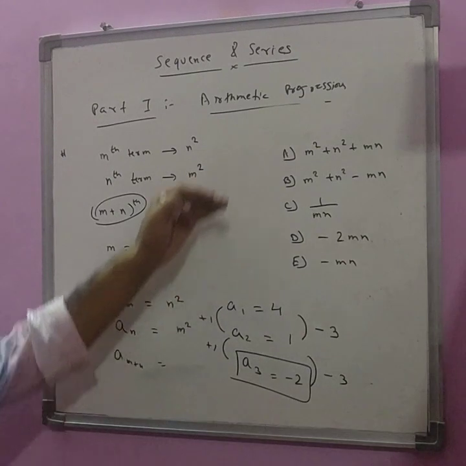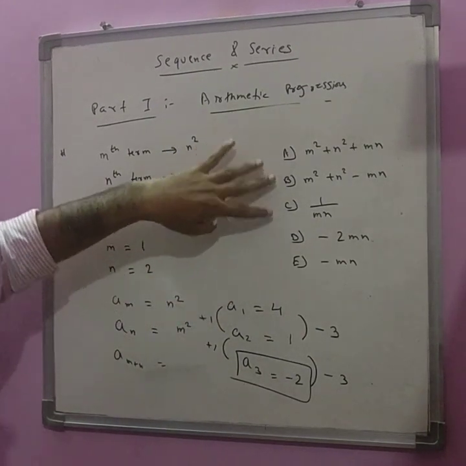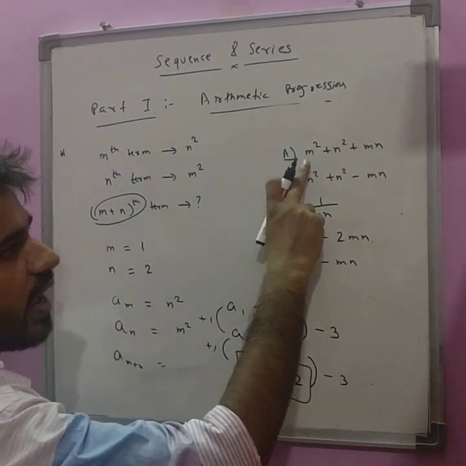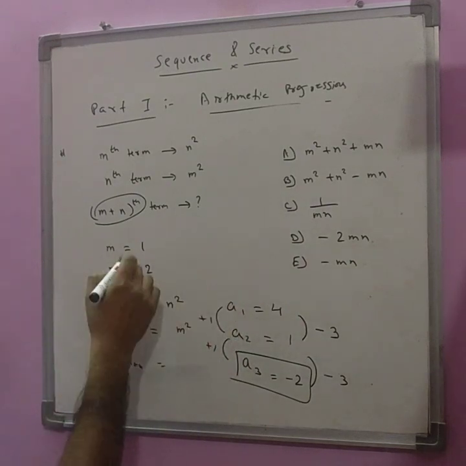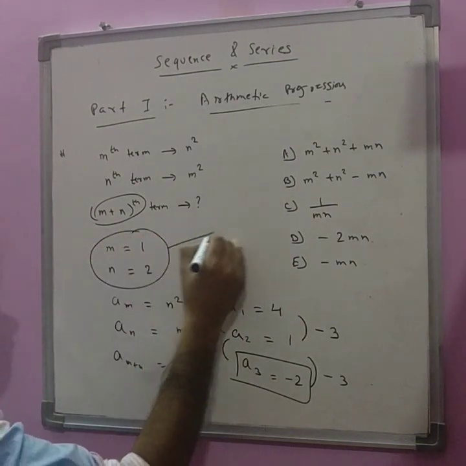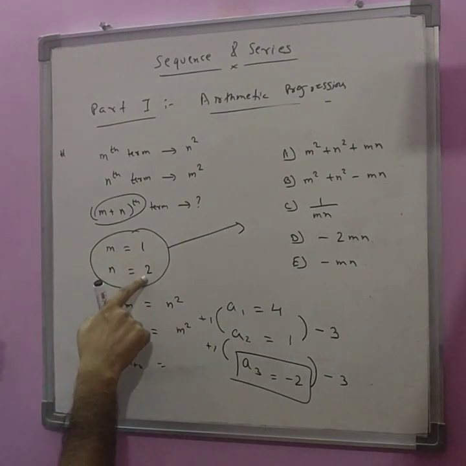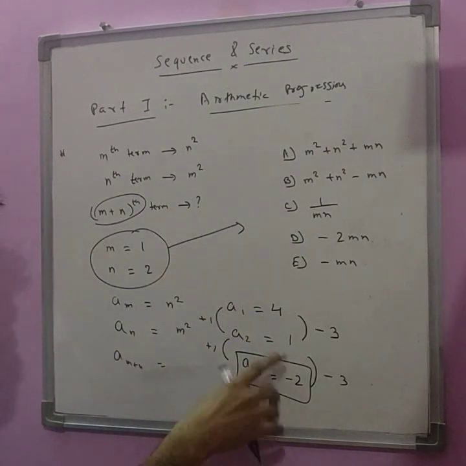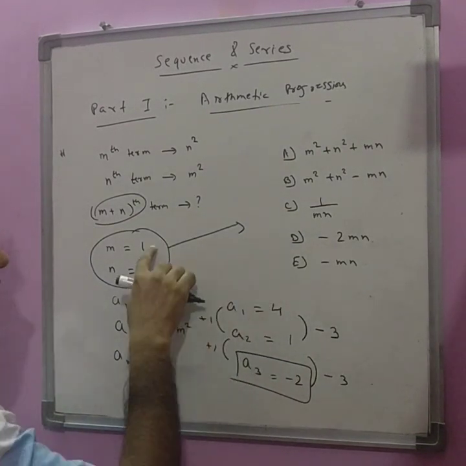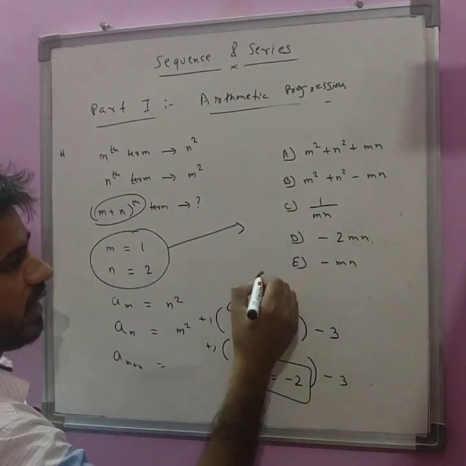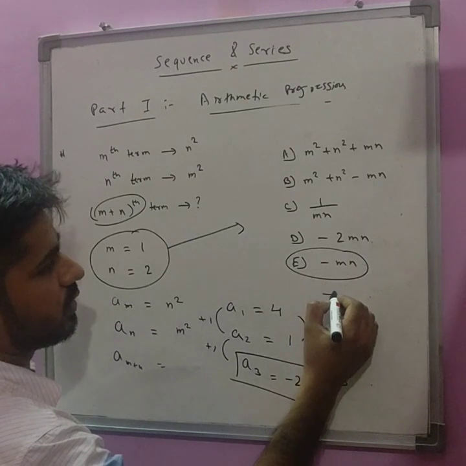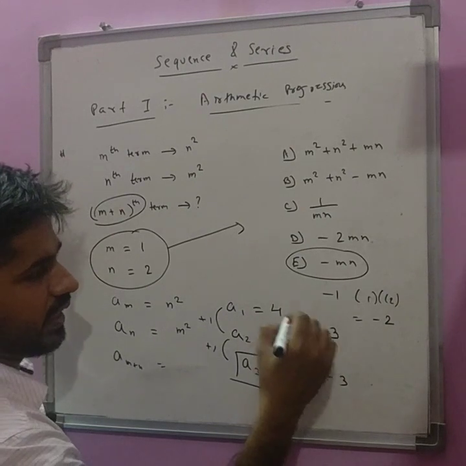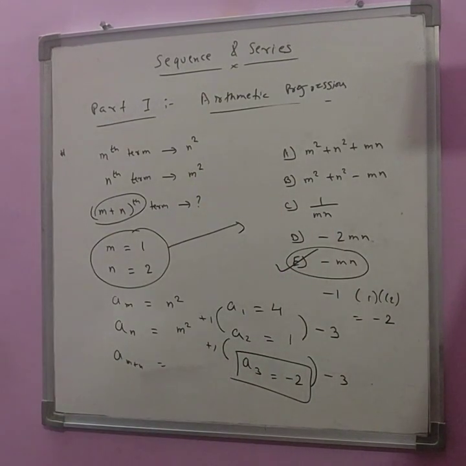But we do not have the value minus 2 in the options, we have all the options in terms of m and n. So if I put m is equal to 1 and n is equal to 2 in each option, the option where I get the value minus 2 would be my answer, right? If I put 1 and 2 in this option, minus 1 into 1 into 2, my answer would be minus 2, right? So here my answer would be option E.